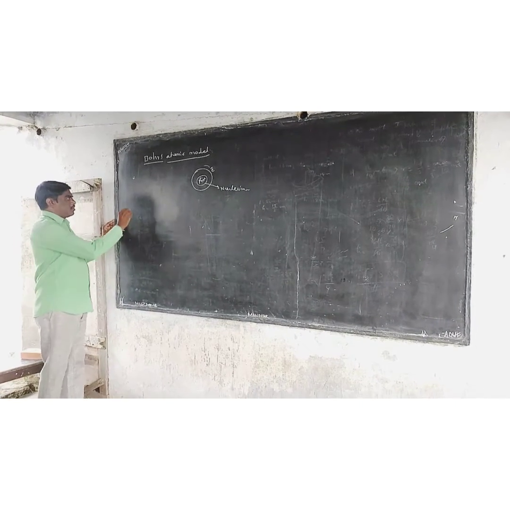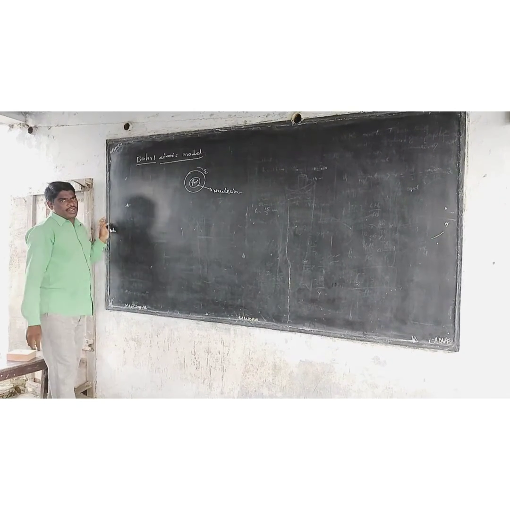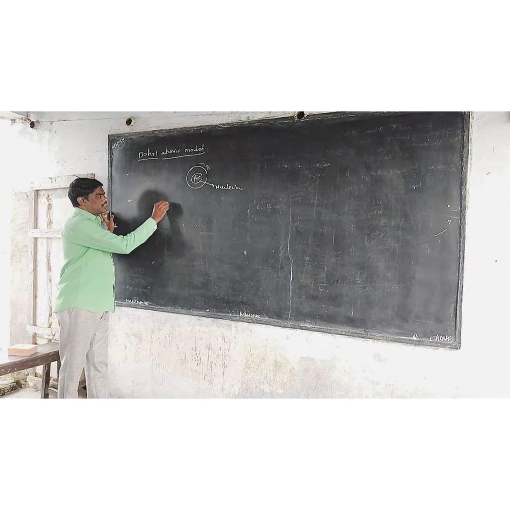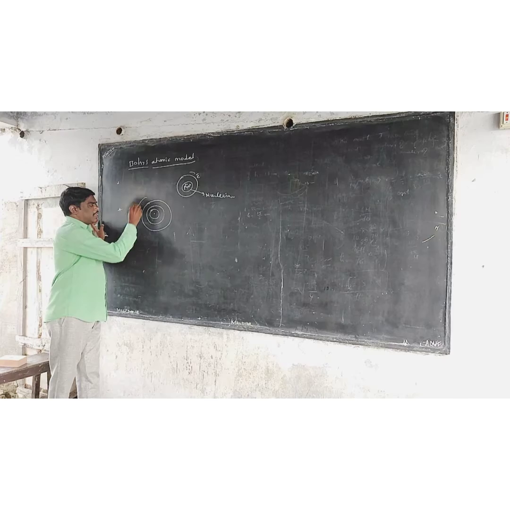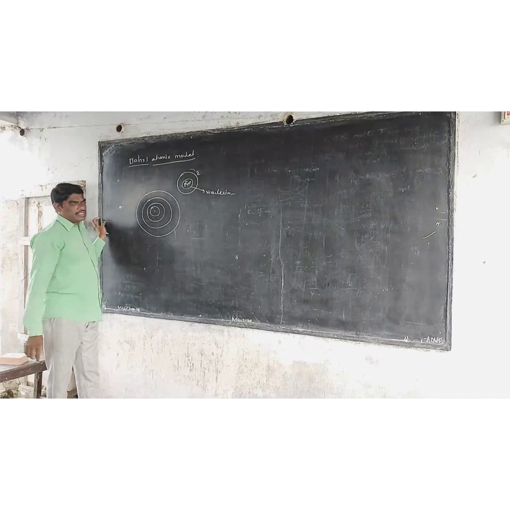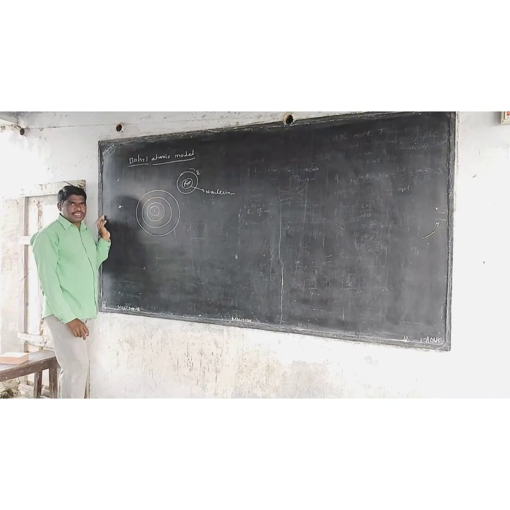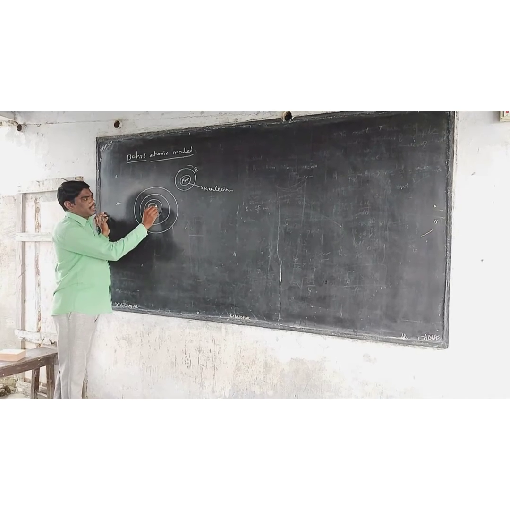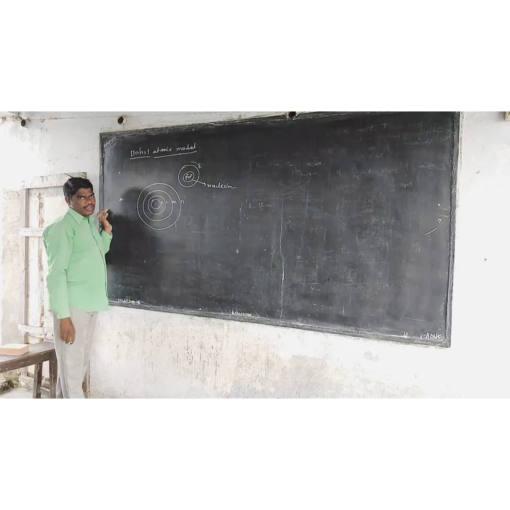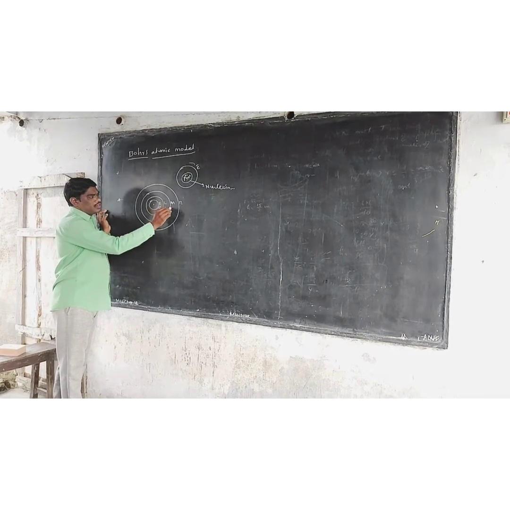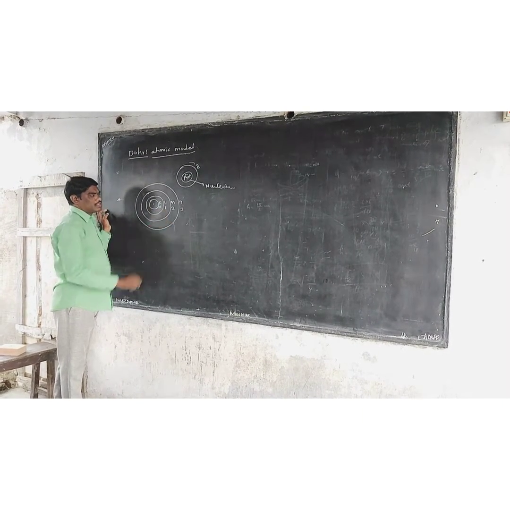The second point is that the atom has a number of orbits or shells. In each orbit or shell, the electron's energy is constant, so these orbits are called stationary orbits. These stationary orbits are represented by K, L, M, N, or 0, 1, 2, 3.